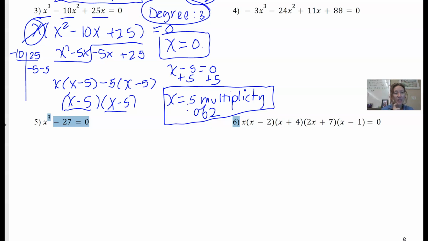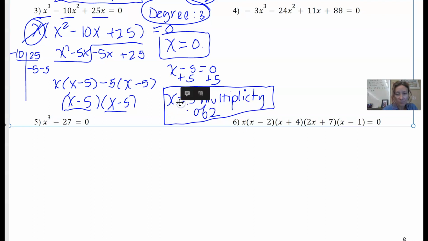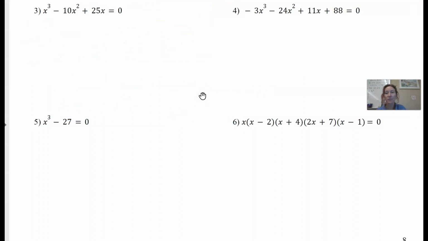So it's kind of interesting when you get that multiplicity, and then you may remember that that creates a vertex on the x-axis, or that bounce shape. So that one was super fun, but it's definitely in the way, so we got to delete it.